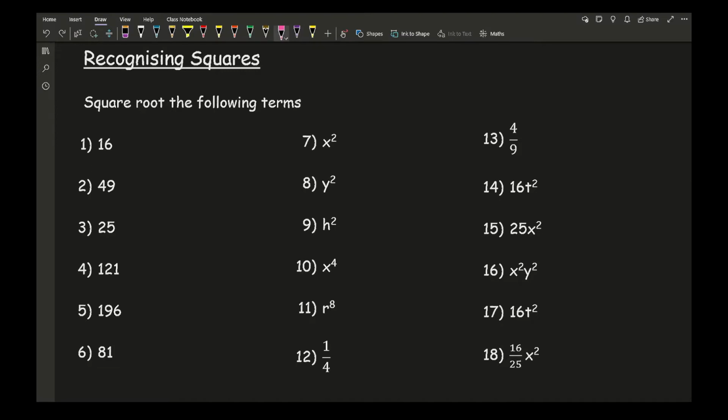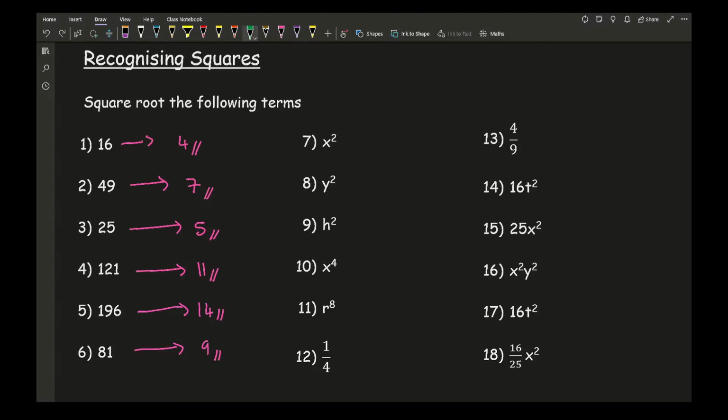So here, the square root of 16 is just going to be 4. Square root of 49 is 7. Square root of 25 is 5. Square root of 121 is 11. Square root of 196 is 14. And the square root of 81 is 9.